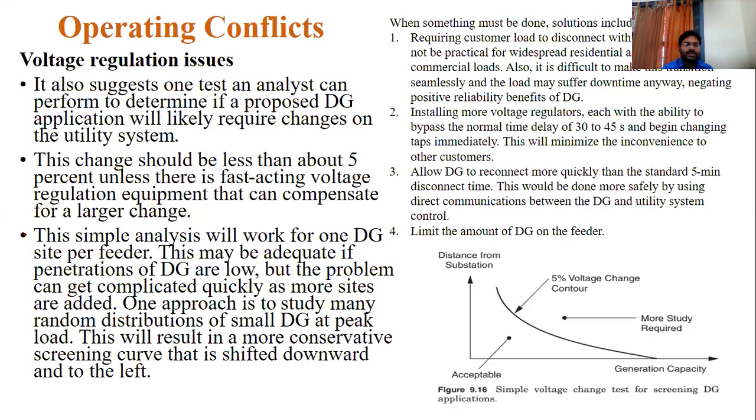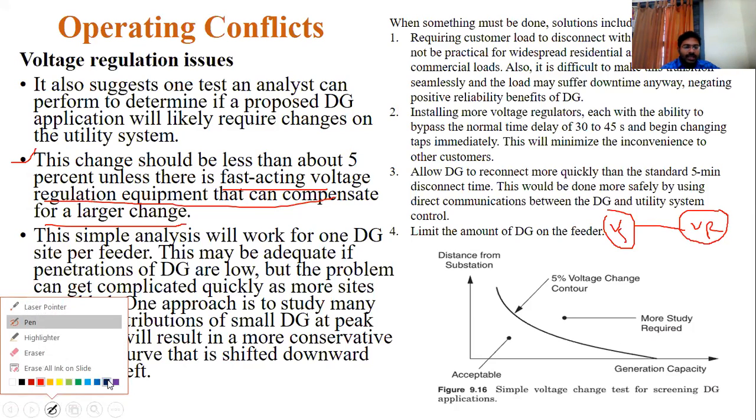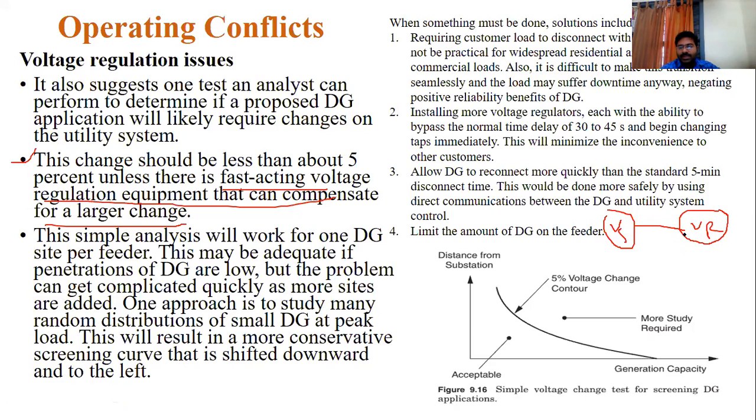What is the test here? See this. If you perform the test, this could be less than 5%, unless there is a fast acting voltage regulation equipment that can be counted for the change. What is the meaning of this? I will explain with one more example. Vs and VR. I can add the DG here in the distribution, I can add the DG here.